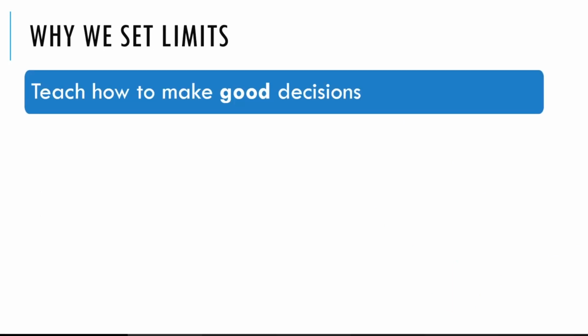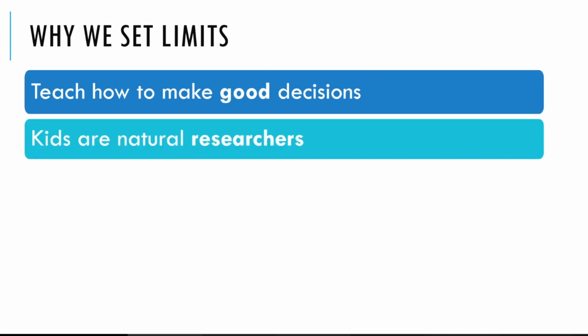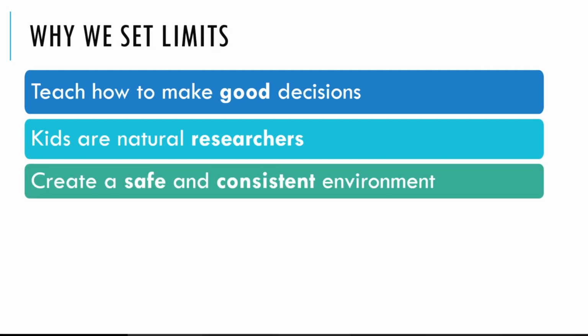So, why do we set limits? We set limits so that we teach our kids how to make good decisions. We want them to think before they act because all of our actions have consequences. Okay? Kids are natural researchers. You have to understand that they test the limits to see what they can get away with. They do it with you, so imagine they do it with their teachers.